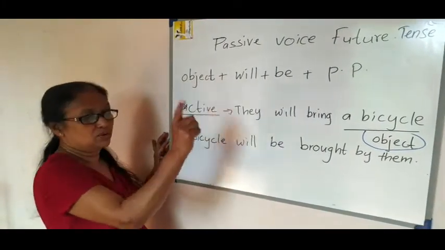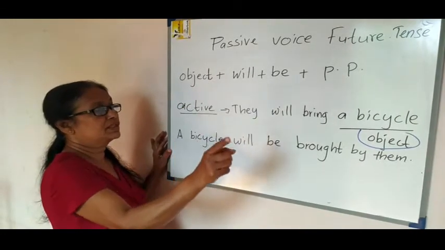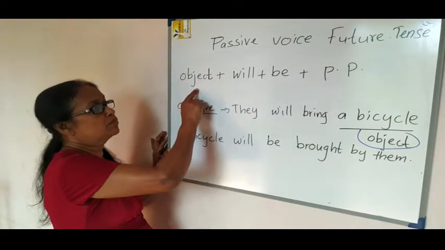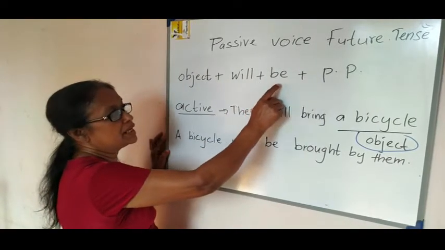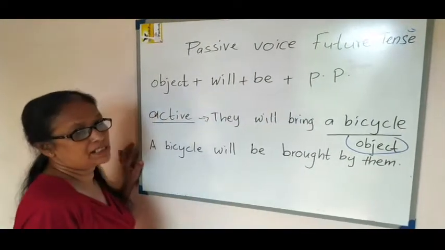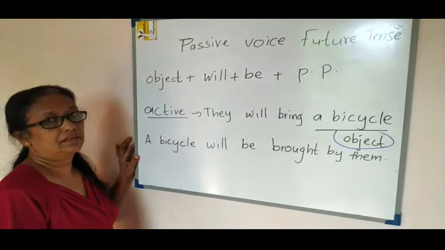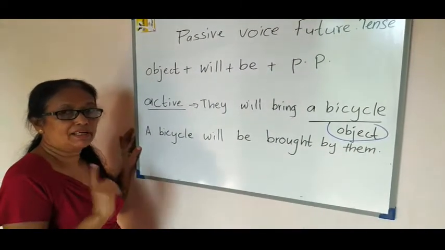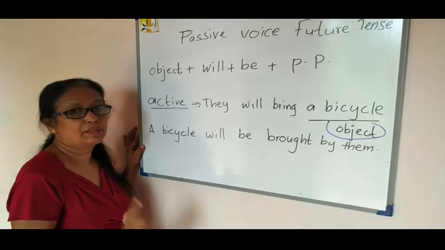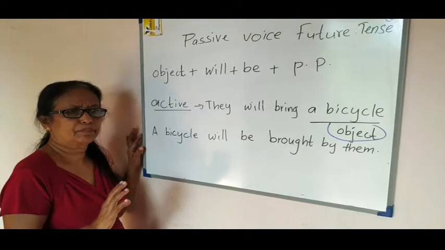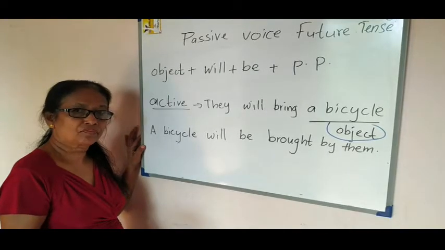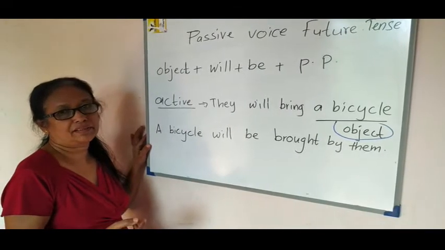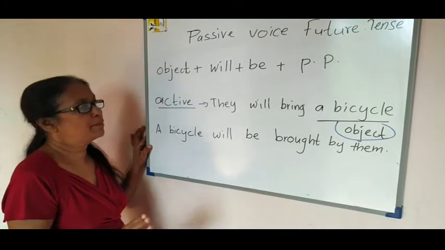Object, when you are writing future, object plus will plus be plus past participle. Always you need past participles. It is very simple. You can go to internet and find out the past participles. Don't worry, it is very simple.